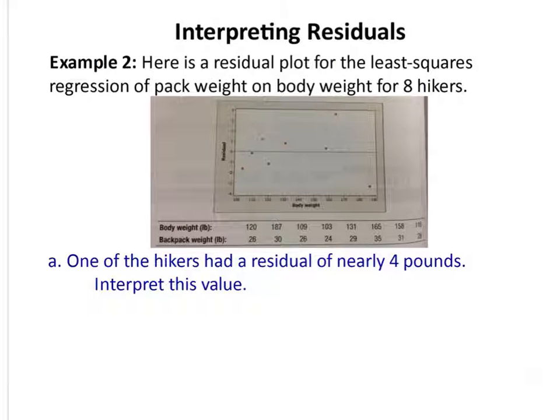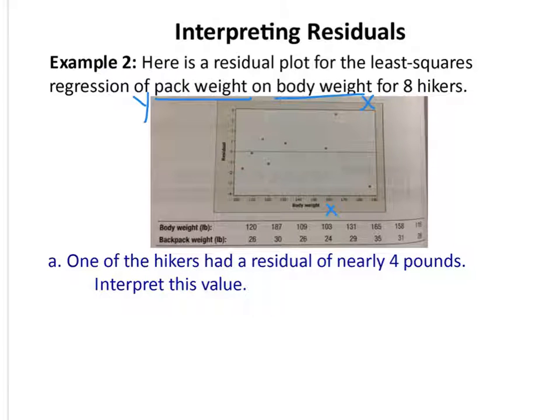Another way that we could look at residuals is by looking at a residual plot and then interpreting the residuals that we see. So here's an example. Let's read what it's talking about and then break down the graph. It says, here is a residual plot for the least squares regression of pack weight on body weight for 8 hikers. So pack weight, or the weight of their backpacks, is my y, and the body weight is my x. You can verify that by looking down here.